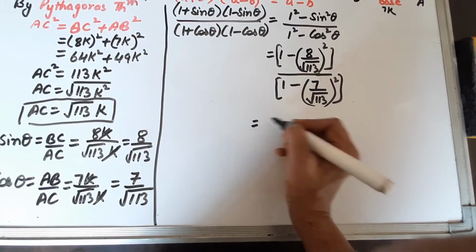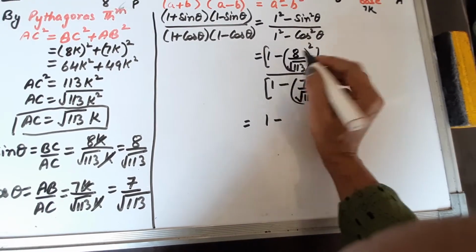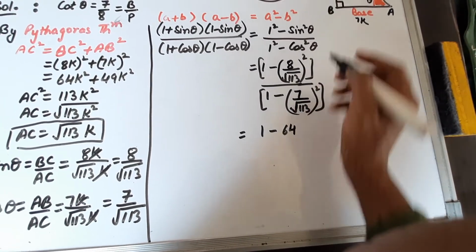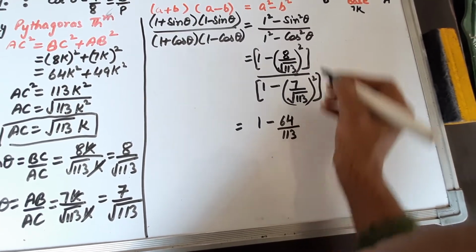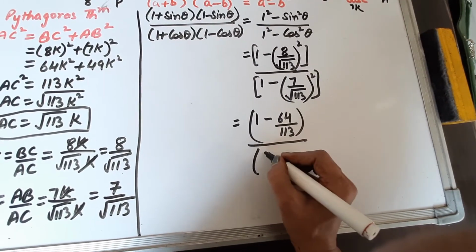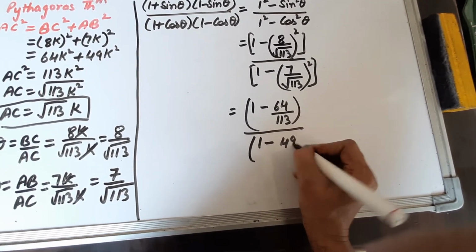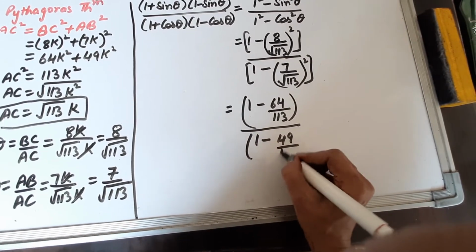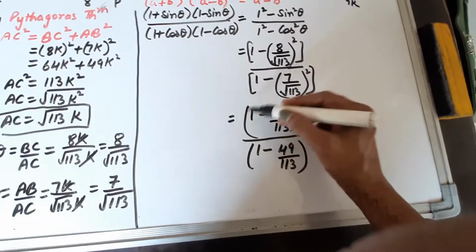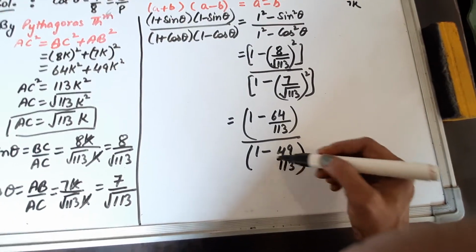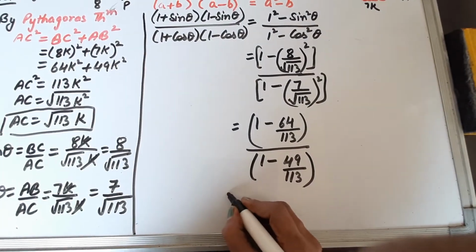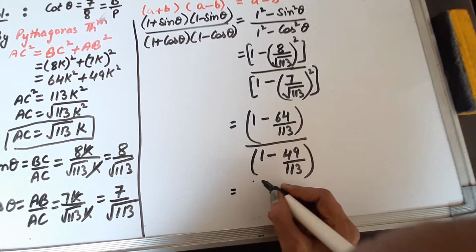So let us put the value. Minus 1 minus 8 square is 64 and square root of 113 squared will be 113. The square will get cancelled. This is numerator. Then denominator will be 1 minus 49. 7 square is 49 upon 113, the square root will get cancelled out by the square. So now fractions are there in numerator and denominator. We will take the LCM separately, right? So let us take the LCM in the numerator and then in the denominator.